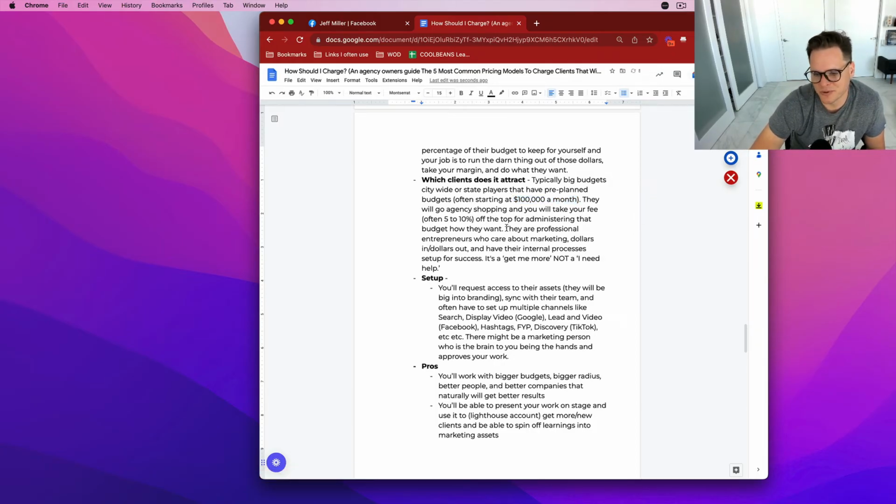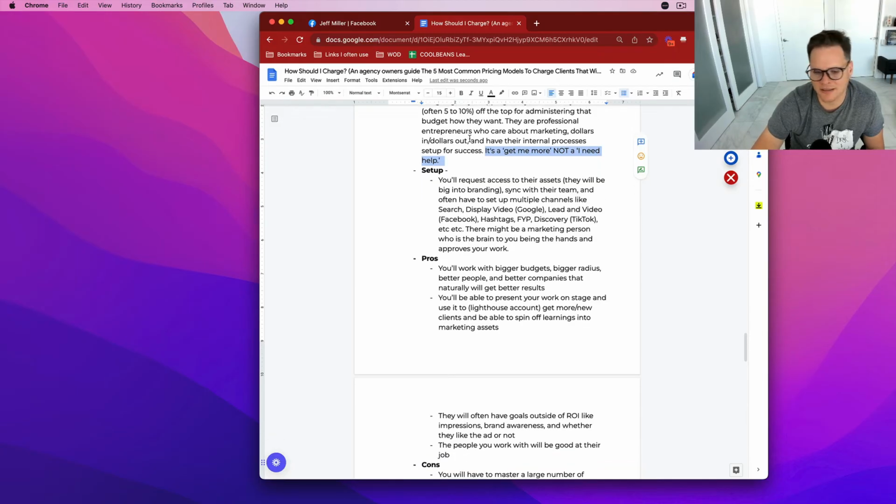They are professional entrepreneurs who care about marketing dollars in, dollars out, stuff like that. And they have good internal processes set up for success. It's a "get me more" thing, not an "I need help" thing. The setup is you will request access to their assets because they're going to be big into branding, big into making sure that they collect the data, that they're collecting signups or tracking their numbers. So you'll need some type of tracking to prove that your stuff works.